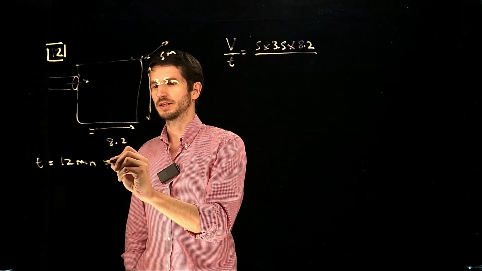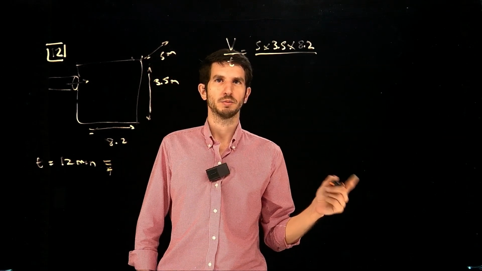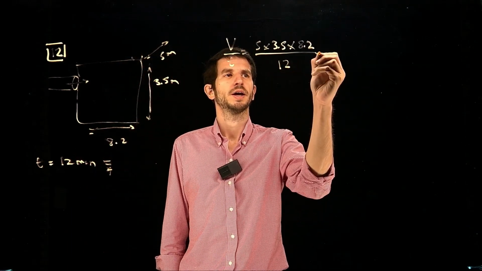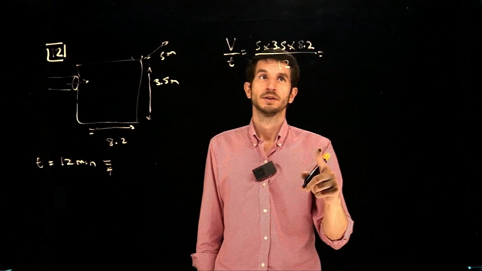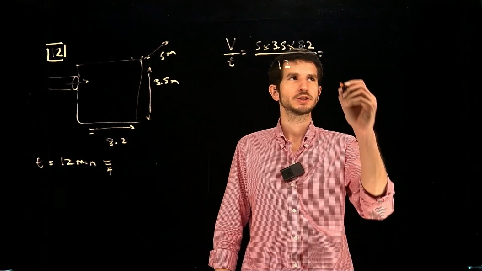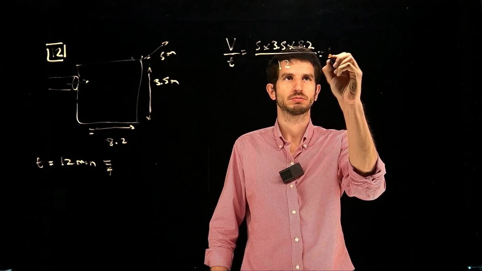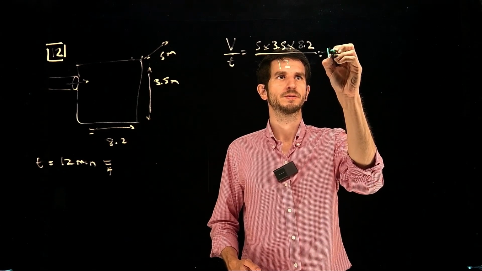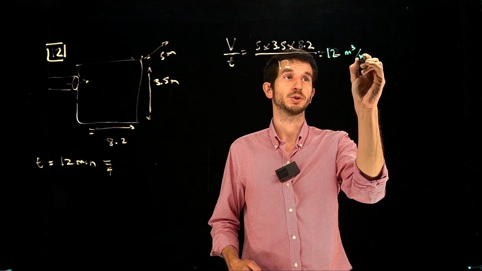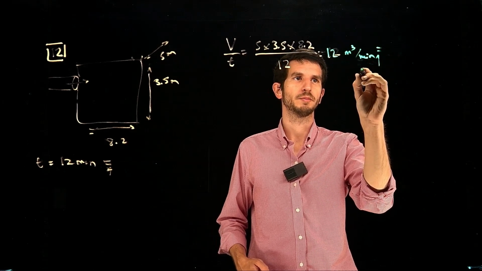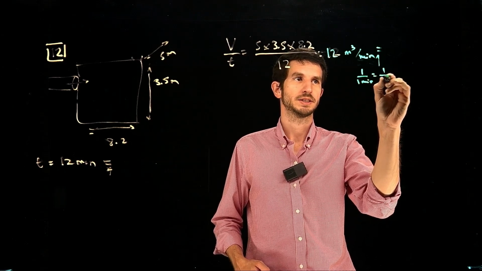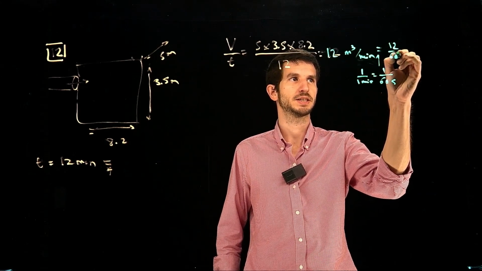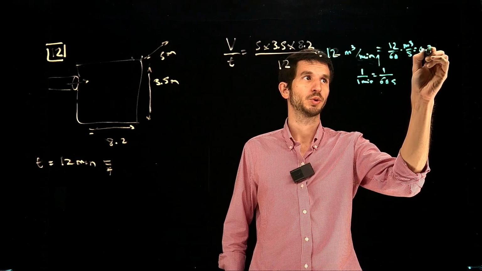And time is 12 minutes, but that doesn't make any sense, so we can just say kilometers per hour or whatever you want to say. You could do it per minute. Let's keep it in minutes, and then we can always convert. Let's use the calculator. So that's approximately equal to 12 cubic meters per minute. Now you can convert because you know 1 minute is 60 seconds, so you divide by 60, and you have 12 divided by 60 cubic meters per second, which of course is 0.2 cubic meters per second.